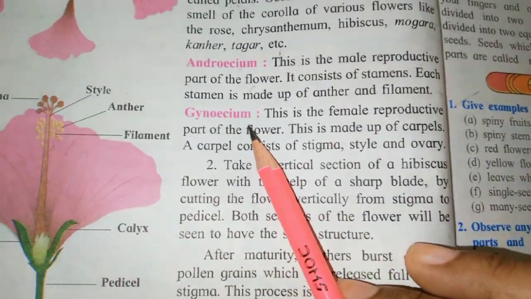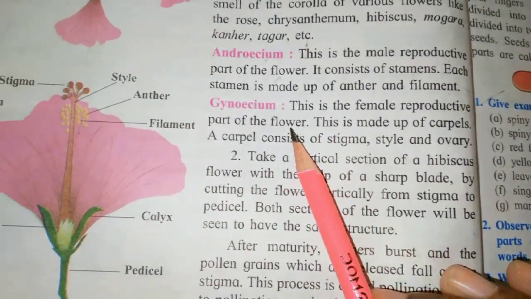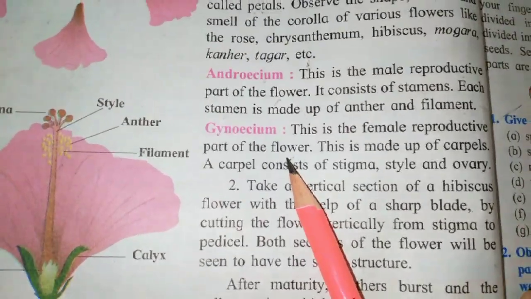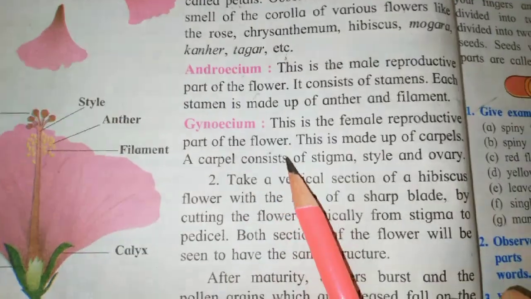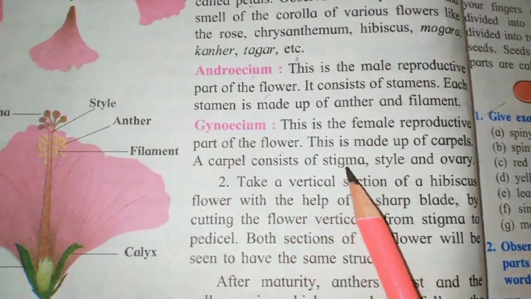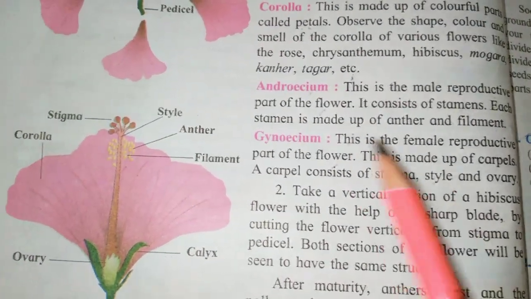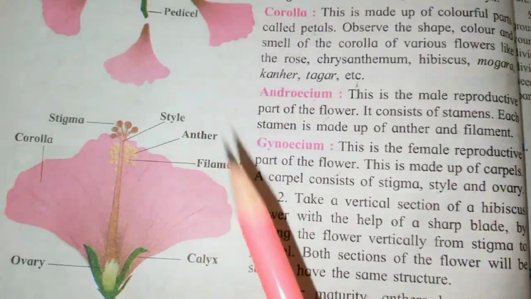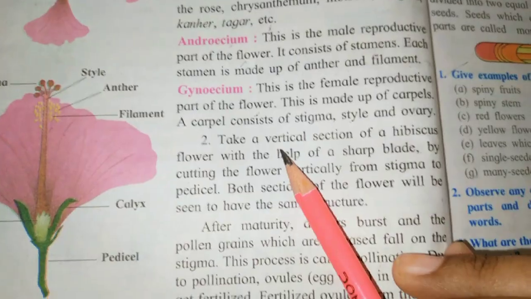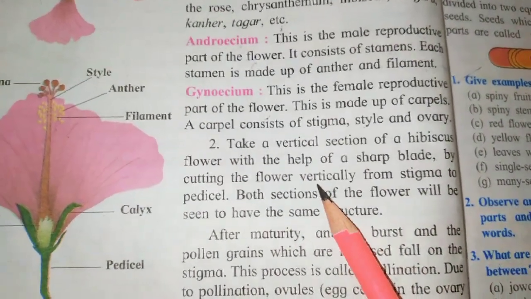Now, gynoecium. This is the female reproductive part of the flower. Gynoecium is the female reproductive part of the flower. This is made up of carpels. A carpel consists of stigma, style and ovary. Here you have to try this.